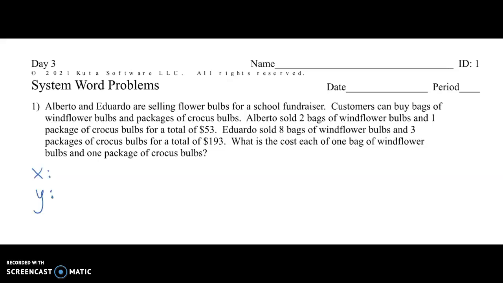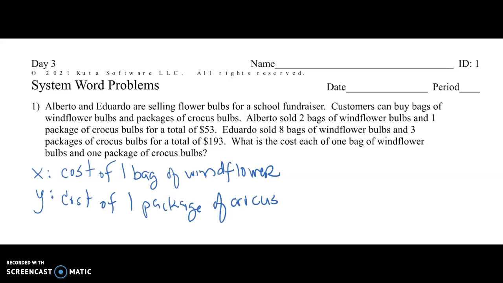So the first thing I'd like to do is to define what the x and y variables are going to represent. Usually you want your variables to represent what it is you are looking for in the word problem. So since we're looking for the cost of 1 bag of windflower and the cost of 1 package of crocus, that's what we're going to let x and y represent respectively. All right, so x represents the cost of 1 bag of windflower and y represents the cost of 1 package of crocus.